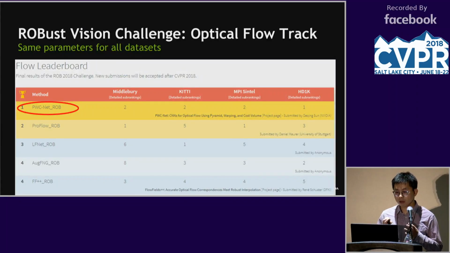And this is the result of the recent Robust Vision Challenge in the optical flow track. The requirement is to use the same parameter across all the 4 benchmarks, like Middlebury, KITTI, Sintel, and HD1K. PWC-Net is a winning entry.